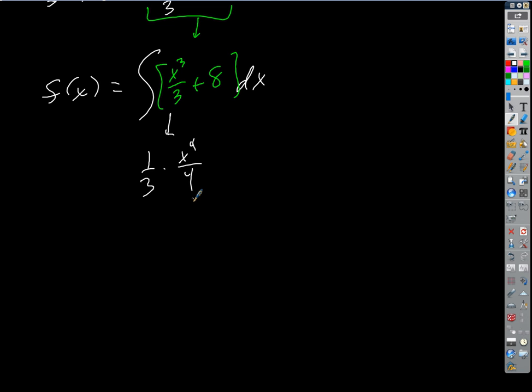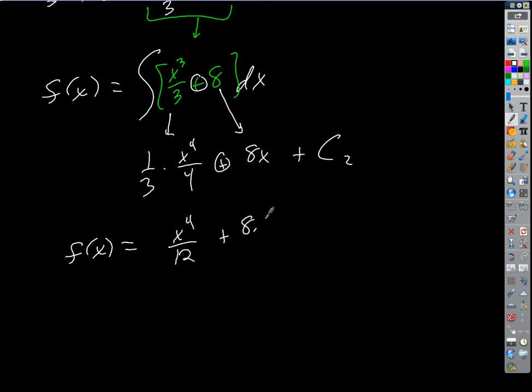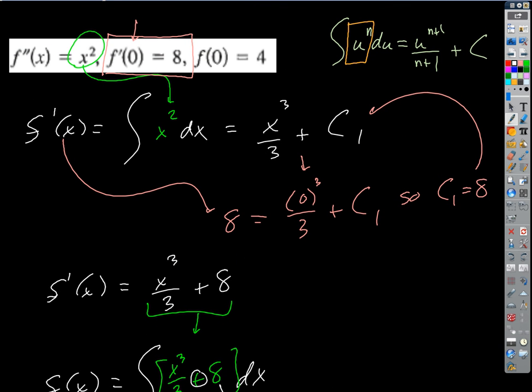So that's what I get from the first term, plus, what's the antiderivative of 8? 8x. There you go. And then I'm going to have to include with that, of course, some other constant. Call it C2 this time. Okay? So we get our general solution, f of x equals x to the 4th over 12 plus 8x plus C2.